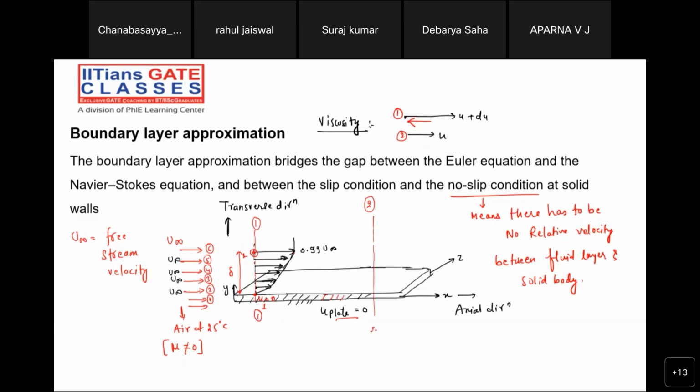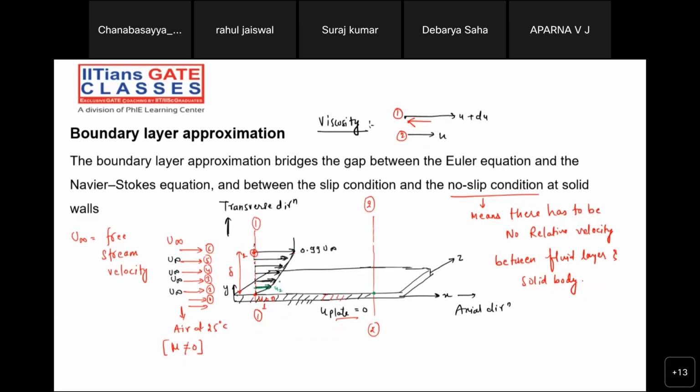At some distance away from the initial part of the plate, let me take you to section 2-2. If I take you to section 2-2, what is going to happen? The first fluid layer is going to have zero velocity, and slowly in the transverse direction, will velocity be increasing or decreasing? That is the first thing I will ask you. If I move along section 2-2, what is going to happen? The first fluid layer is going to have zero velocity. What about the second fluid layer?